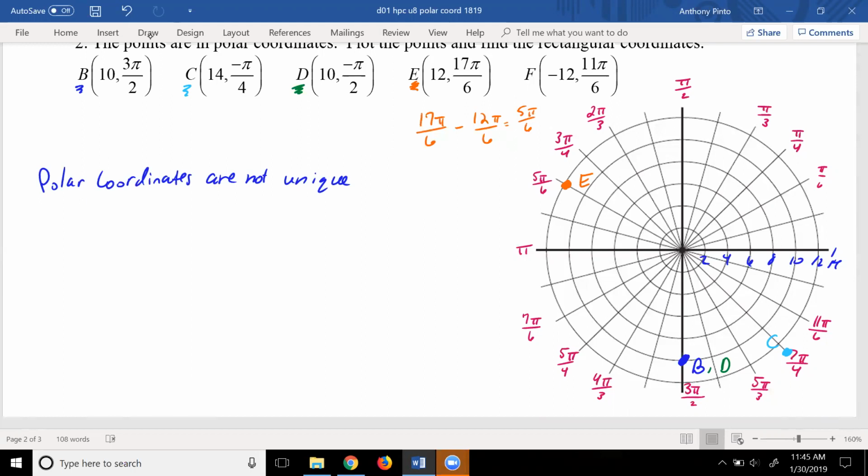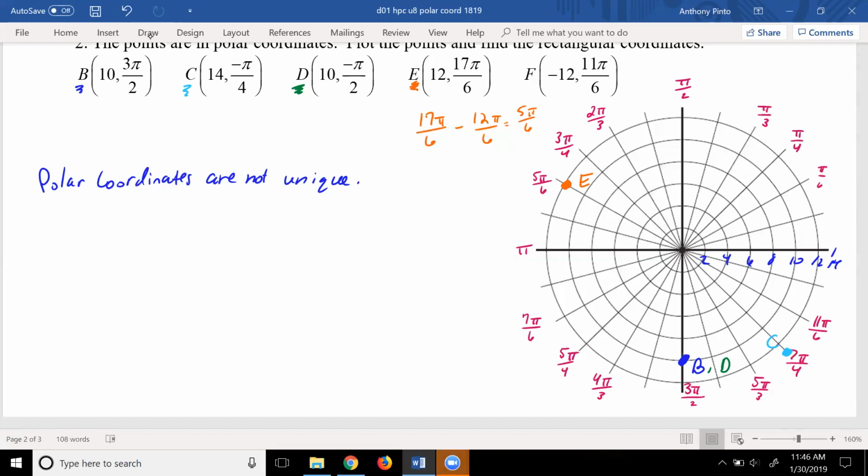And what I mean by that is that if we're talking about rectangular coordinates and you have a point like 2, 4, there's only one way to say that point. It's 2 comma 4. But with polar coordinates, as we see with B and D, B is 10 comma 3 pi over 2, and that is the same as 10 comma negative pi over 2. So each coordinate is not necessarily unique. There's multiple ways to state that coordinate.